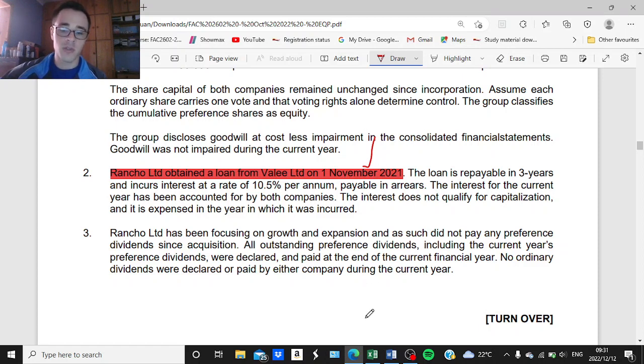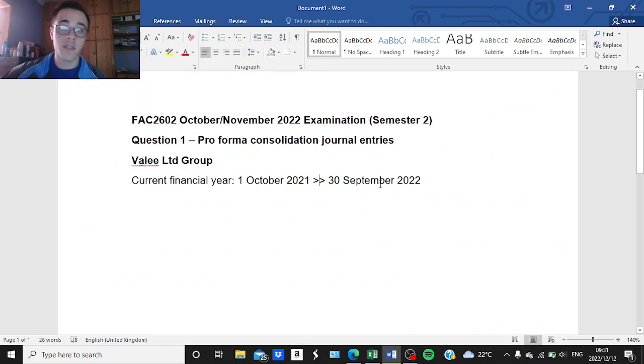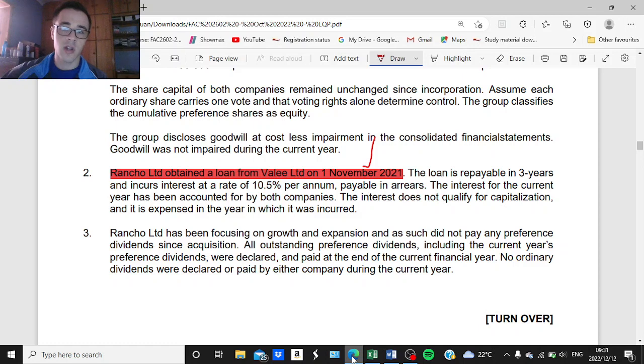Okay, the loan agreement was concluded on the 1st of November 2021, which falls within the current year. And from the 1st of November 2021 up until the end of this year, which is the 30th of September 2022, will give you a total of 11 months. All right, let's read further. The loan is repayable in 3 years and incurs interest at a rate of 10.5% per annum, which is payable in arrears. The interest of the current year has been accounted for by both companies. So both the parent and the subsidiary have recorded the interest on this loan.